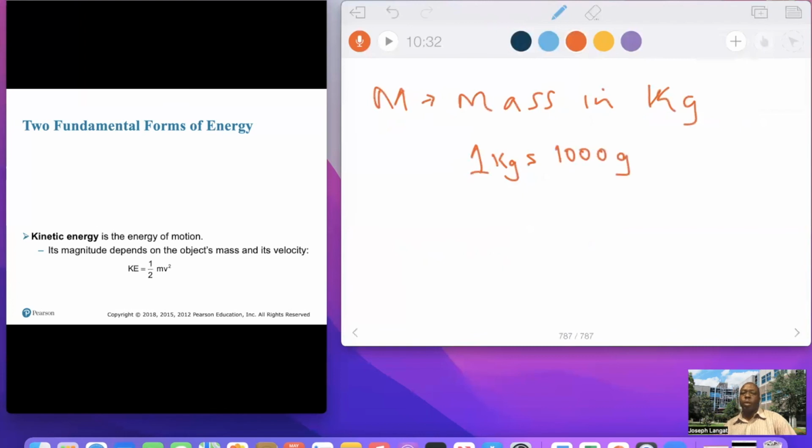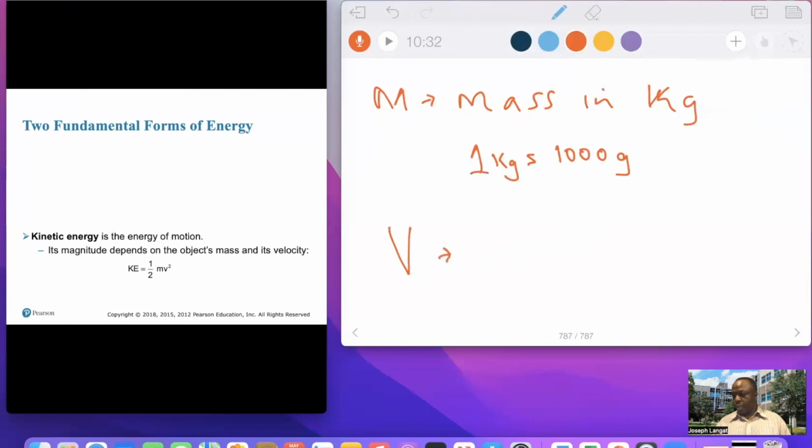Sometimes you may be required to change the mass from another unit to kilograms, okay? Use the appropriate conversion factor. I'm just giving you an example here. If not given, you may need to look it up.